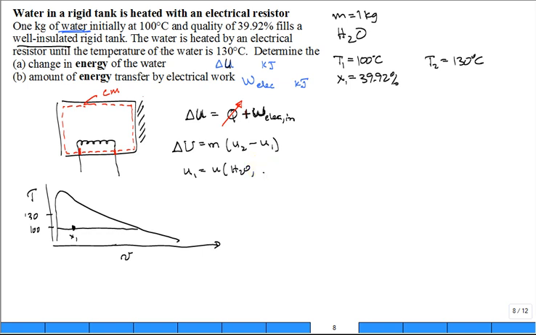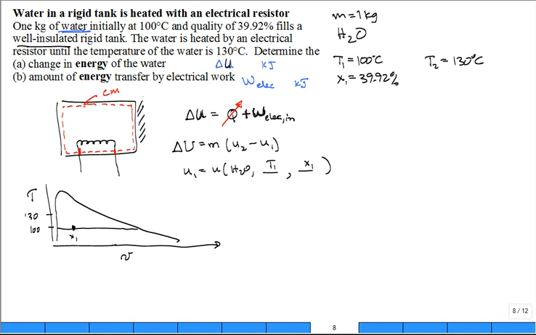We need two independent intensive properties to fix the state. What two independent intensive properties fix state 1? Temperature and X. T1 and X1. What was X1 again? Quality at 39.92%. So I get out of the table.